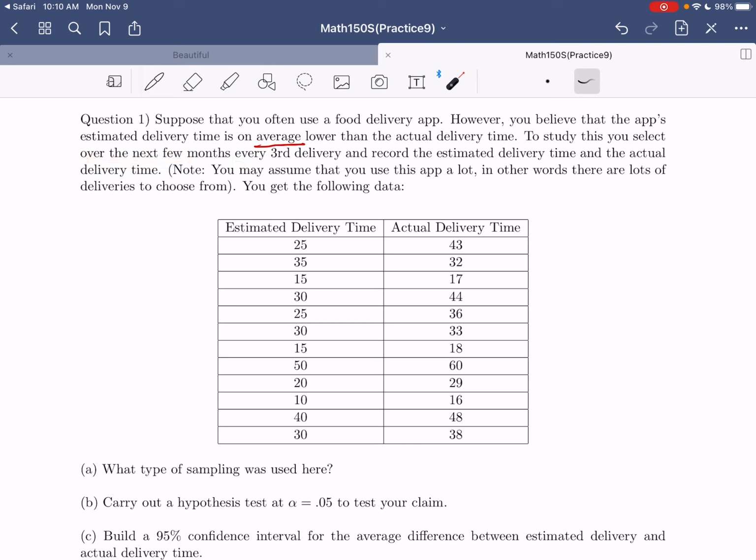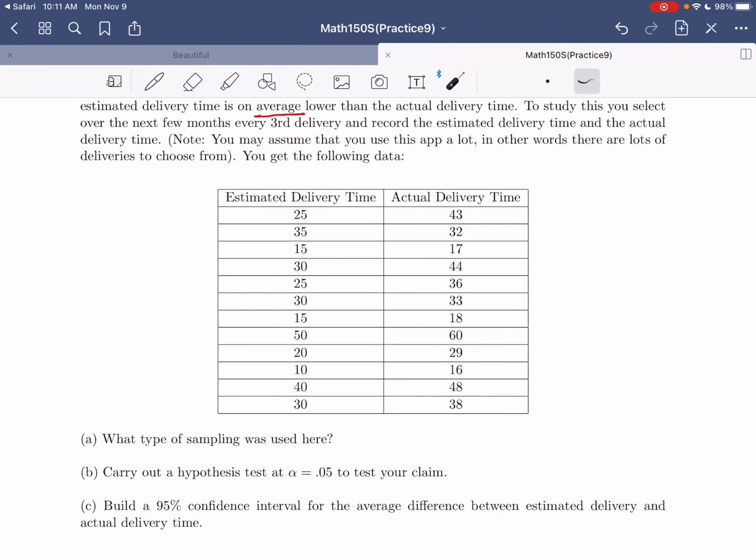So, to study this, you select over the next few months every third delivery and record the estimated delivery time and the actual delivery time. And we have this note here. You may assume that you use this app a lot. In other words, there are lots of deliveries to choose from. And we get the following data. So here are the estimated delivery times, and then here is how long each of those actually took. So one of them, they estimated it would take 25 minutes. It ended up taking 43. One estimated 35, and it actually took 32. One estimated 15 actually took 17, so on and so forth.